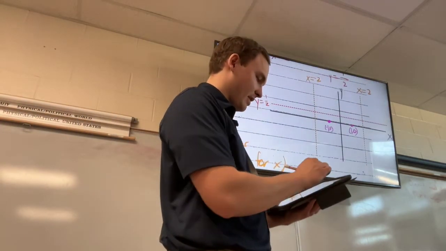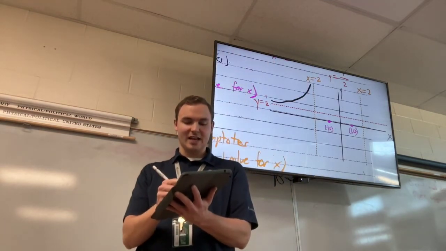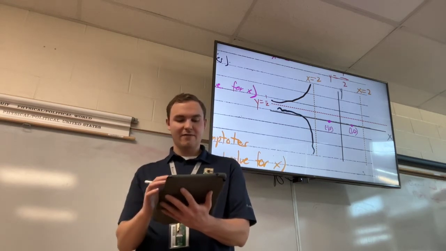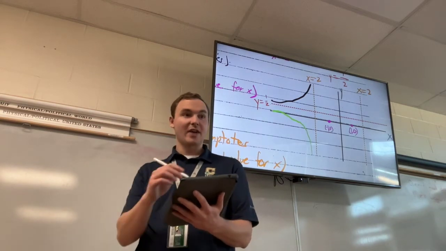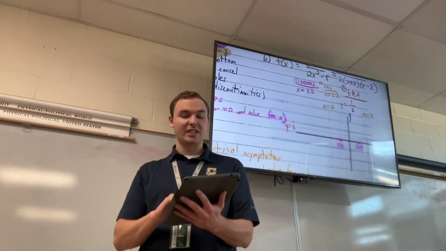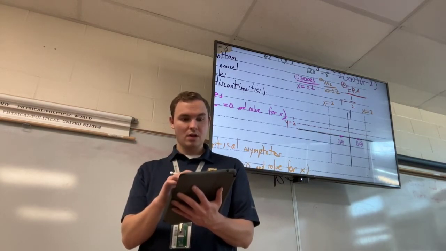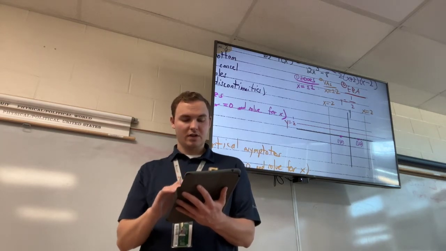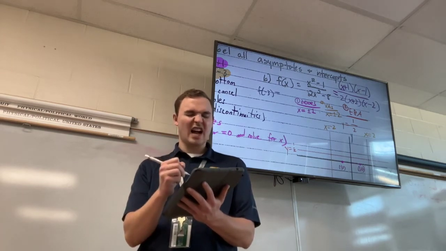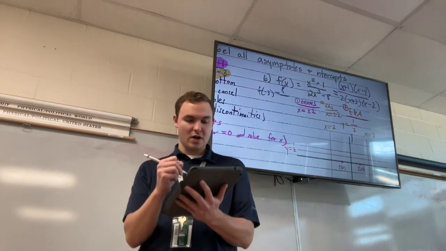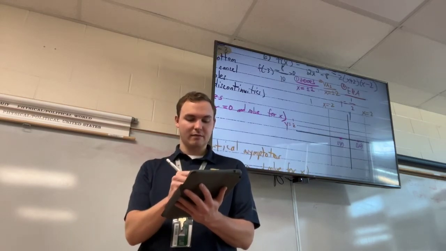Okay, so now I'm ready to graph. I'm either going to draw it like this or like that. How do I figure out if I want the black curve or the neon green curve? Plug in something to the left of -2 and see if it's positive or negative, right? So plug in -3. You'll get 8 over 10. Yes, that's greater than 0, so it's going to be positive.